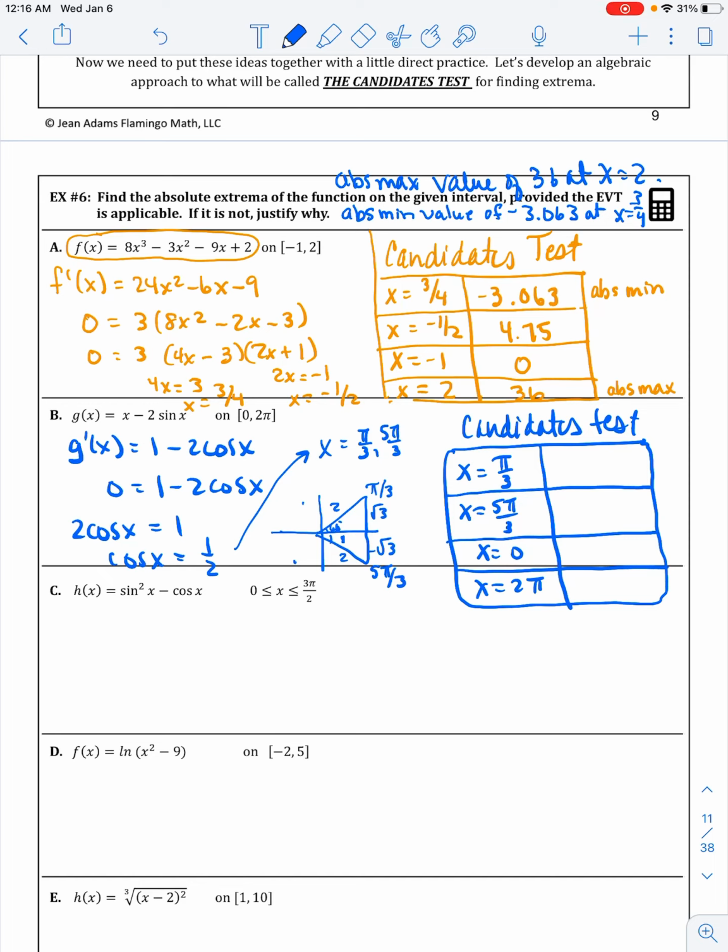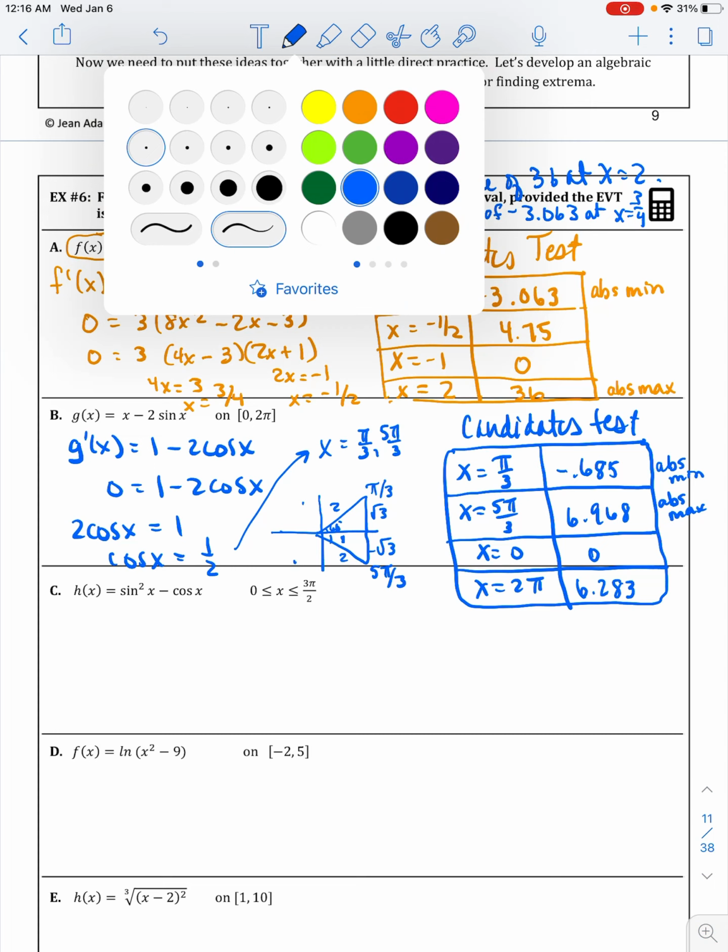Okay, so if I put x equals pi over 3 in, again, I'm going to use my calculator. I'm going to be in radians, and at pi over 3, I get negative 0.685. At 5 pi over 3, I get 6.968. At 0, I get 0. And at 2 pi, I get 6.283. So I can see that this is going to be my absolute min, and 6.9 is going to be my absolute max.